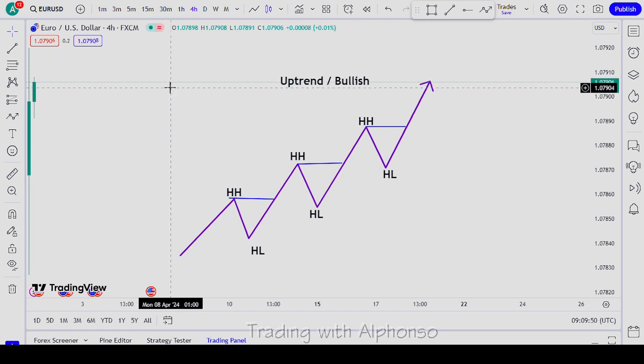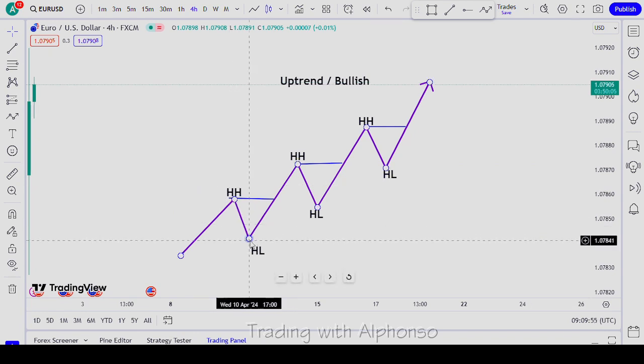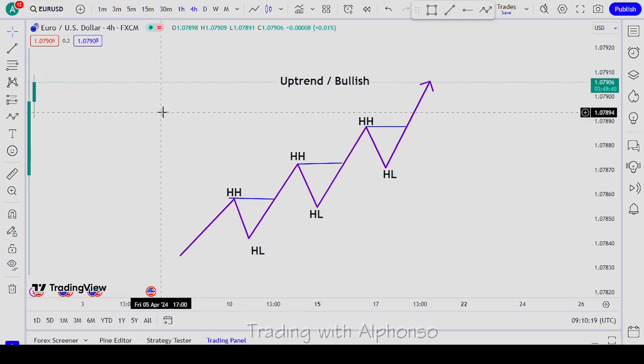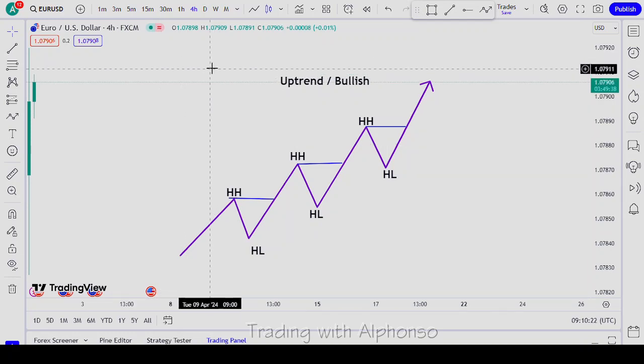The buyers are in control in this kind of market structure. So you buy at the higher low. After the retracement is over, you look for buying opportunities so that you can trade with the trend. I will go to the live charts and show you how it forms in real time.